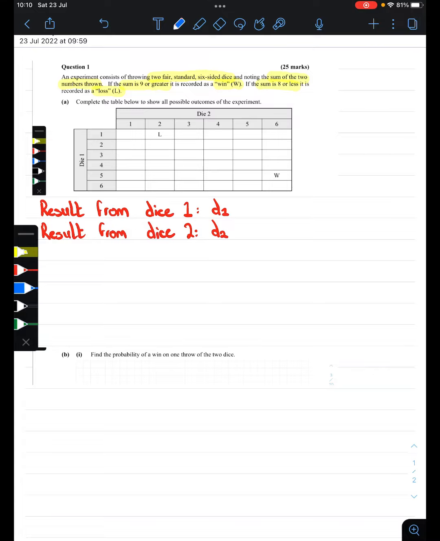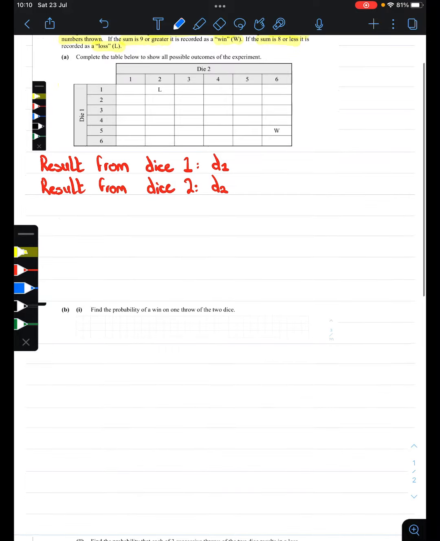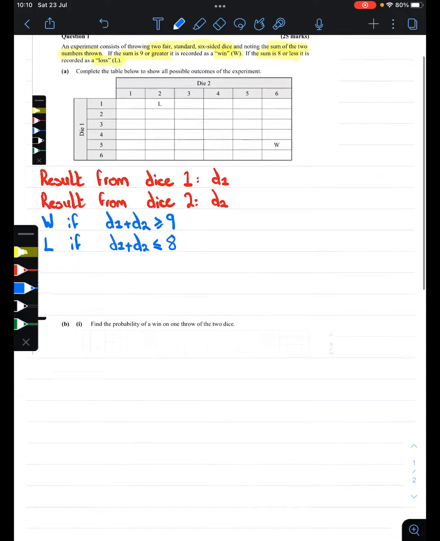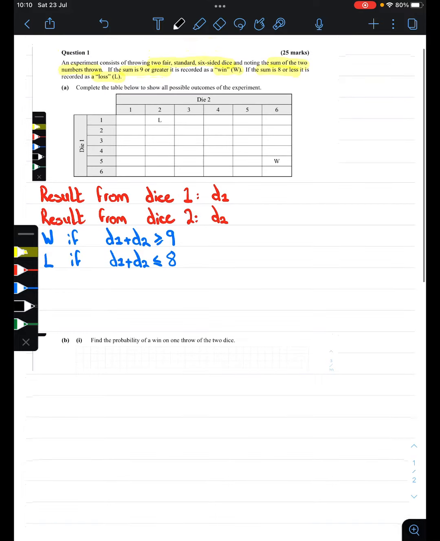Now we've got a formula for what is a win. We get a win, W, if the sum of the two dice, D1 plus D2, is greater than or equal to 9, and a loss if the sum is less than or equal to 8. So now we've got a formula for the win. Now we want to fill in this table.